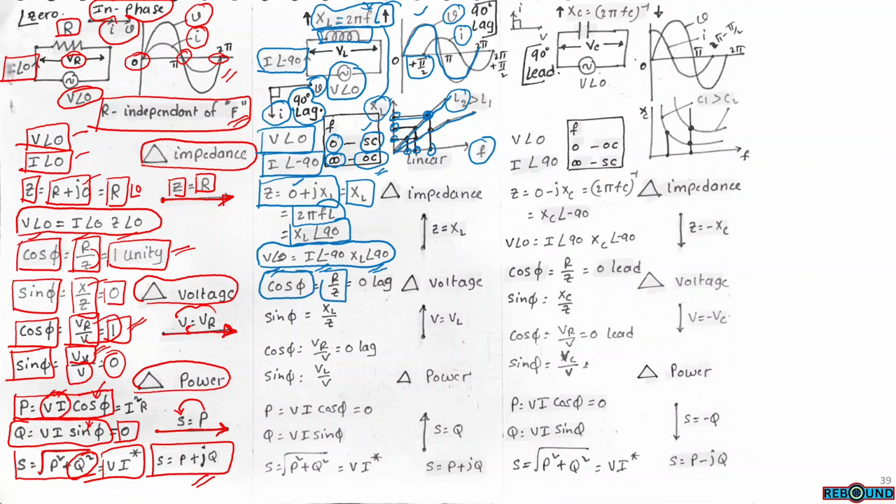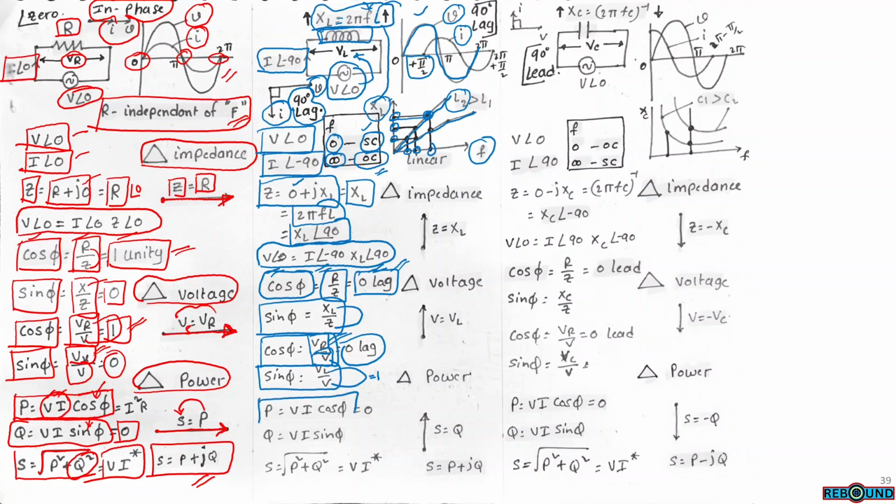cos phi equals R by Z. Here R is 0, so this cos phi term is 0. Sin phi equals XL by Z. Here the XL value equals Z. And cos phi in terms of voltages is VR by V. Here VR equals 0, so this will be 0. Sin phi equals VL by V. VL will be equal to V, as the supply voltage is completely across the inductor, so VL equals Vs. This value will be equal to 1.